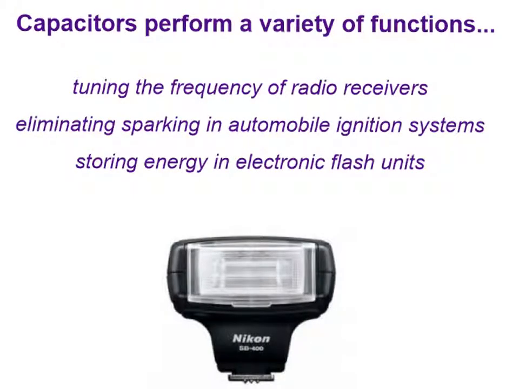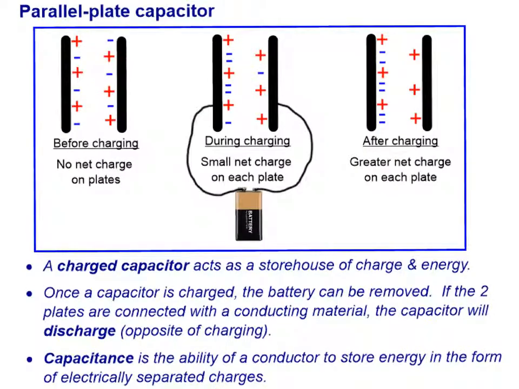So a capacitor is a device that's used in different electric circuits, and it can perform a variety of functions like tuning the frequency of radio receivers, eliminating sparking in automobile ignition systems, or storing energy in electronic flash units. The purpose of a capacitor is to store charge so that it can be used later for a specific application. One particular type of capacitor is a parallel plate capacitor.